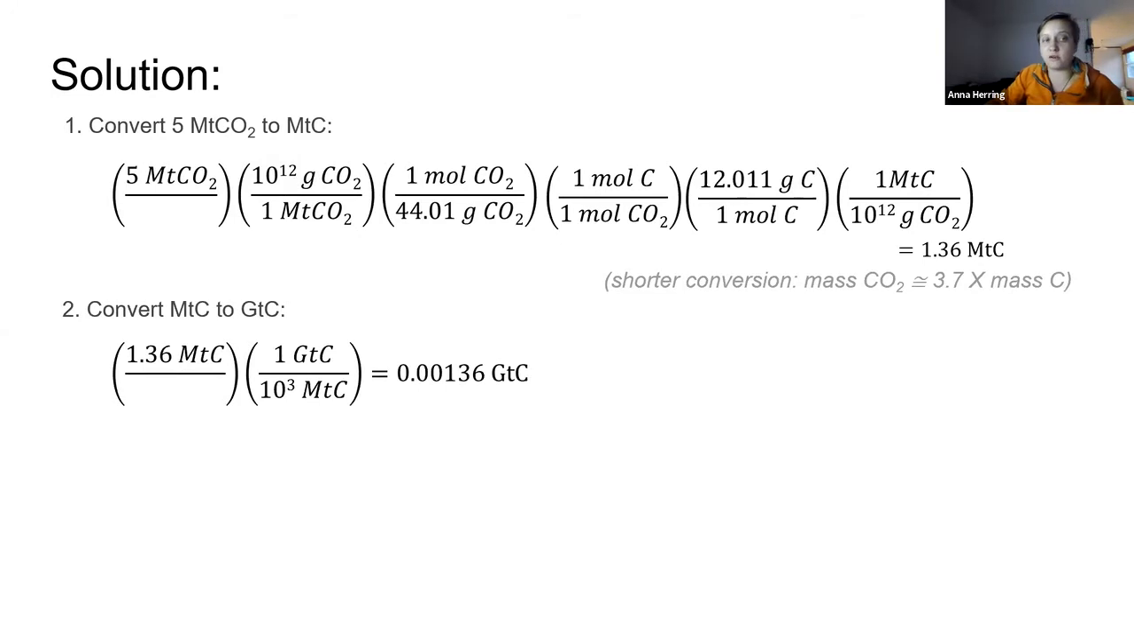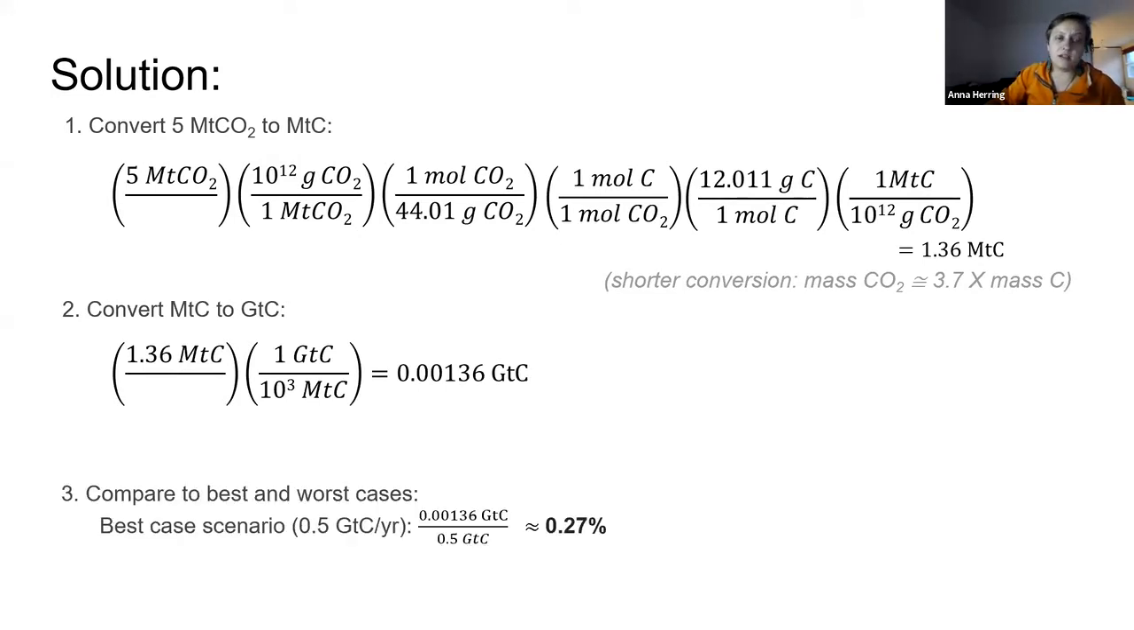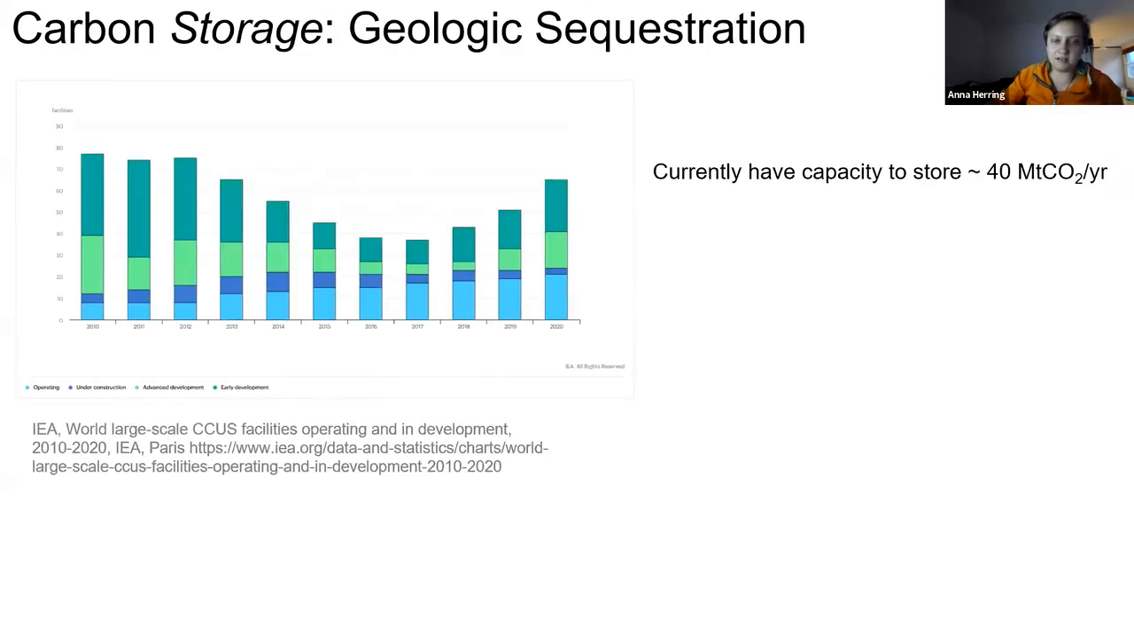Then we can convert, of course, megatons to gigatons. So that's a factor of 1,000. And then we can finally compare to the numbers from that 2015 paper that I referenced. And we can see that for both cases, we're much lower than 1% of what's going to be needed to be sequestered. So I just wanted to walk through this calculation to give people a sense of the scale of the problem that we're running up against.